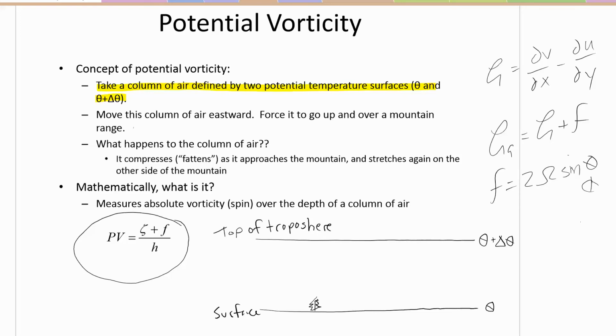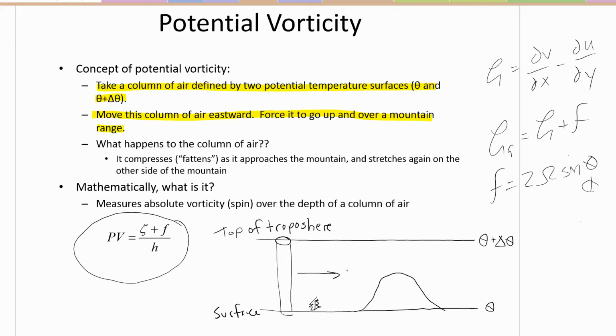And this next step here is move the air column eastward or east-west over a mountain range. And I'll draw that in real quick. Tell you what we mean there. Now I throw a mountain range in here. So I've got this column of air here, which is moving from west to east.